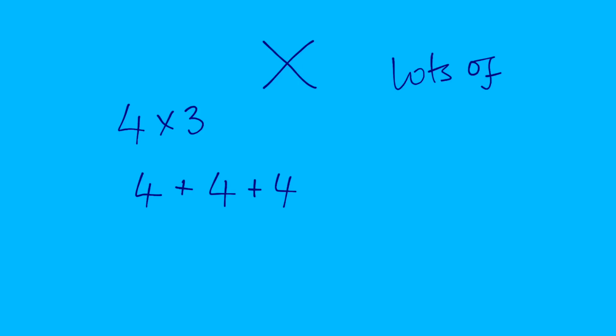So I can show my 4 times 3 multiplication by saying here's one group of 4 and another group of 4 and another group of 4. So I've got 3 groups of 4. So altogether I've got 4, 5, 6, 7, 8, 9, 10, 11, 12. So 4 times 3 is 12.